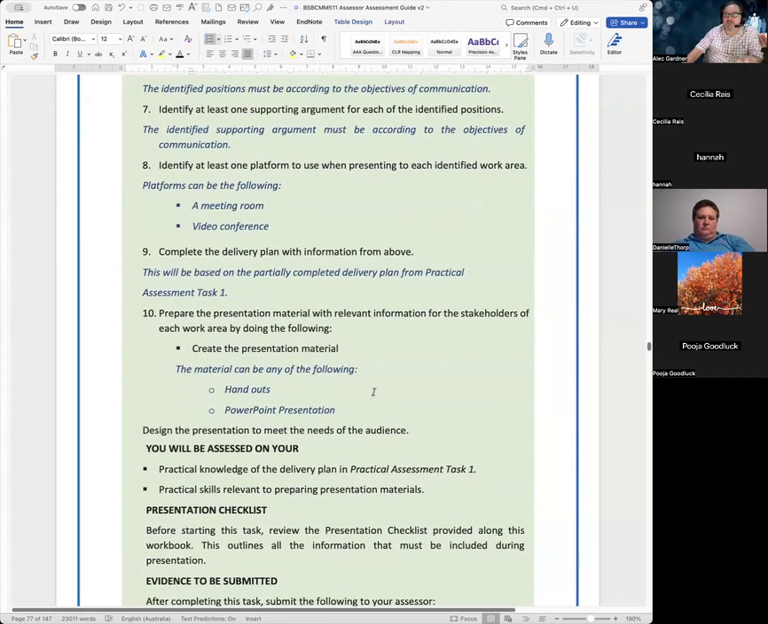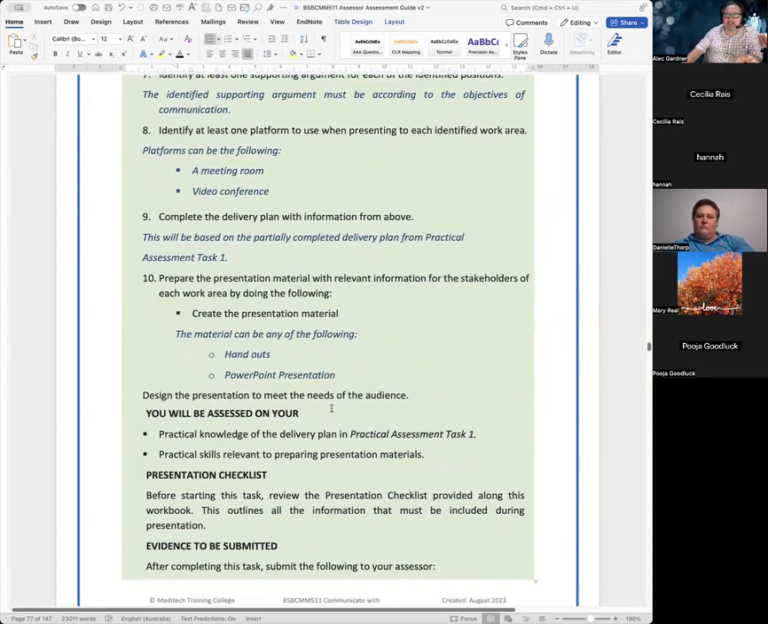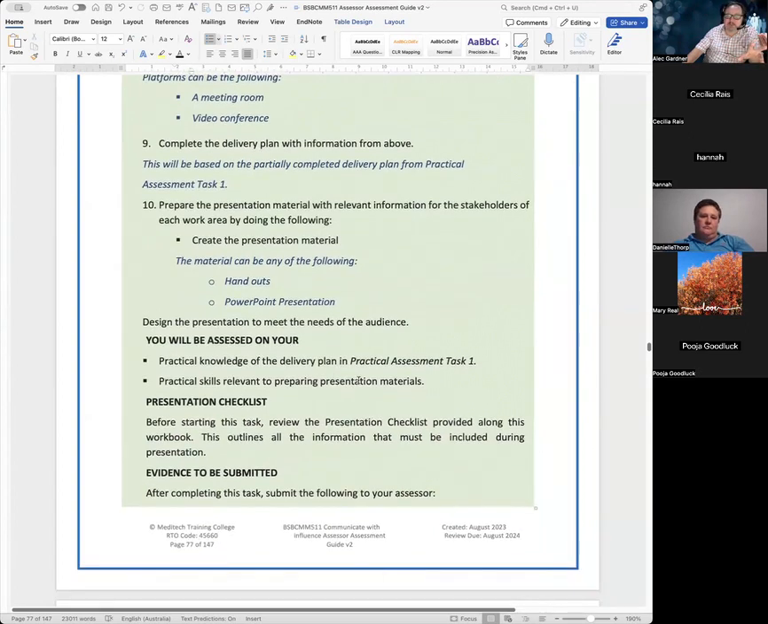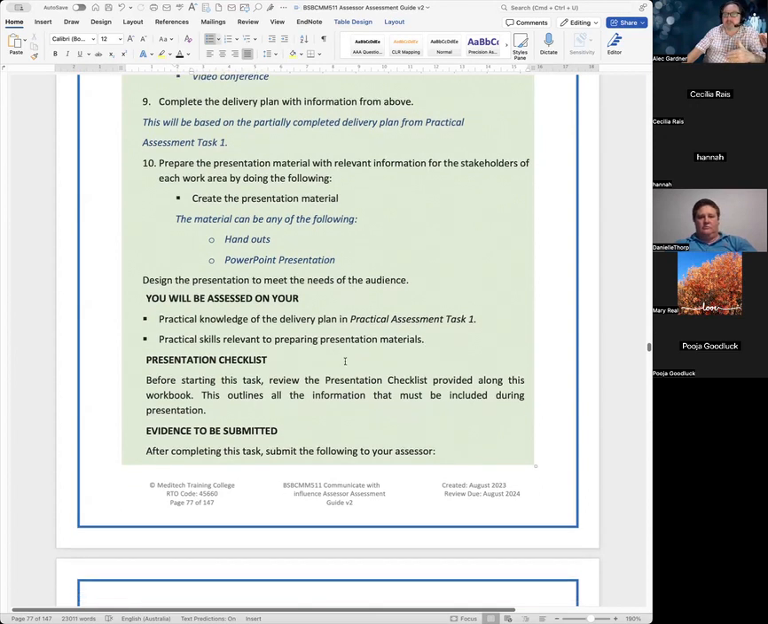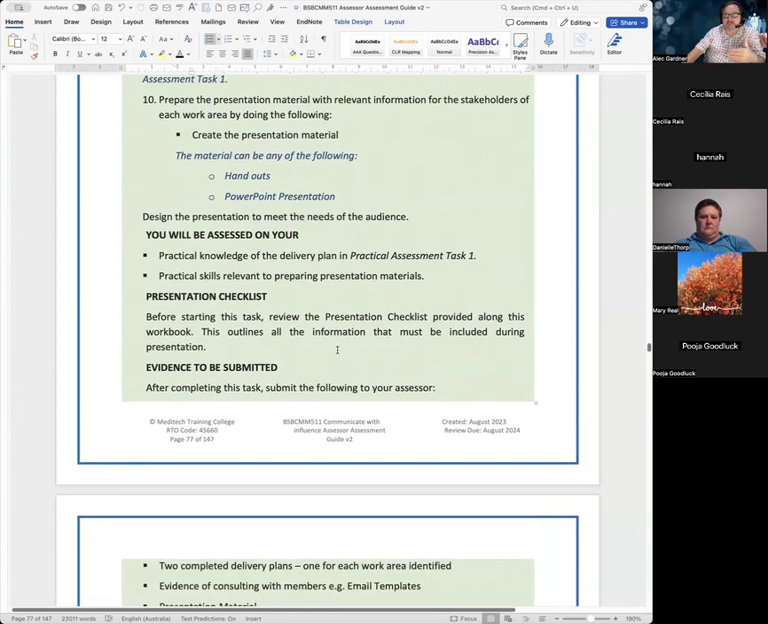The thing I definitely want to see is your presentation, in whatever format, whether it be PowerPoint or any other media. But that's the one I want to see. I'm going to be assessing you on your practical knowledge of the delivery plan. So you're going to have your delivery plan. I'm going to be looking for, are you following that delivery plan? I'm going to also be looking at your practical skills relevant to preparing presentation materials as well.